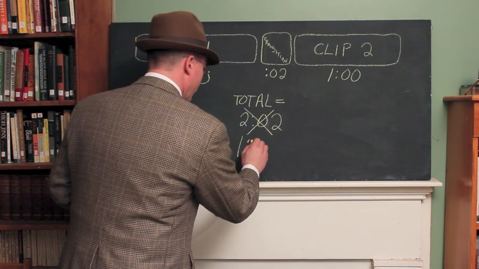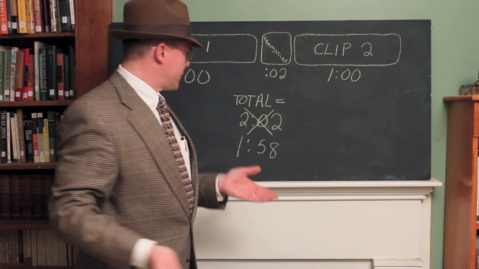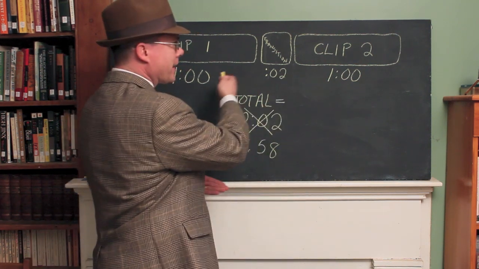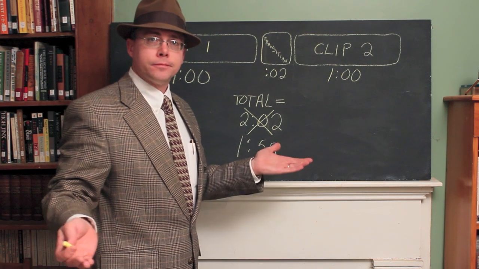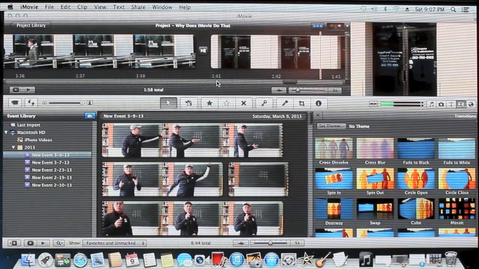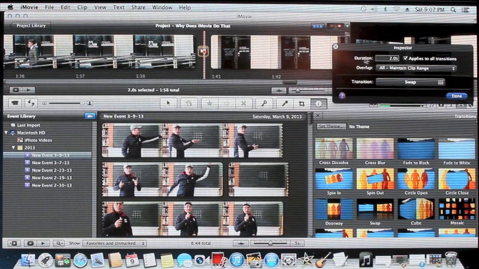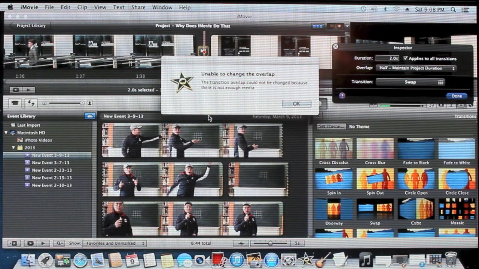It equals 1 minute and 58 seconds. That's a change of 4 seconds from what I thought I was going to have. I don't want my clips or my total movie length getting shorter. If I double-click on the transition, there seems to be a way to solve the problem. Instead of full overlap, preserve clip, I can choose half overlap, preserve project length. Rats. The program says I can't do that. Not enough media? What does that mean?